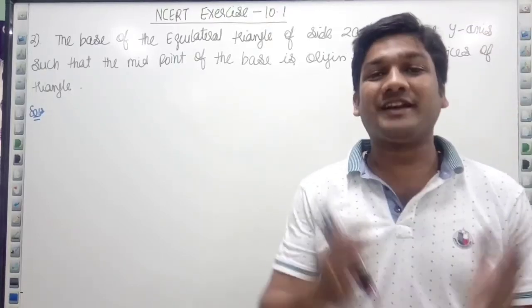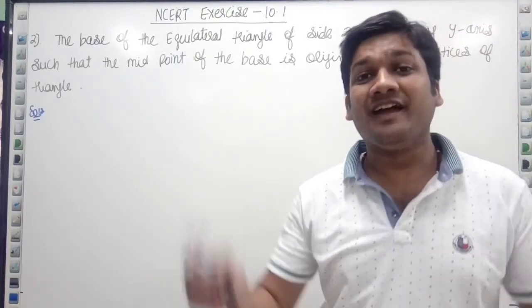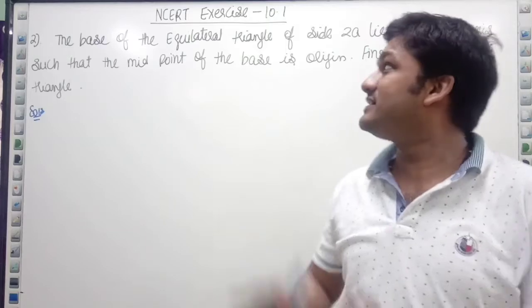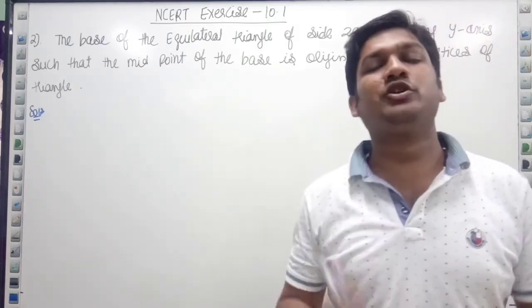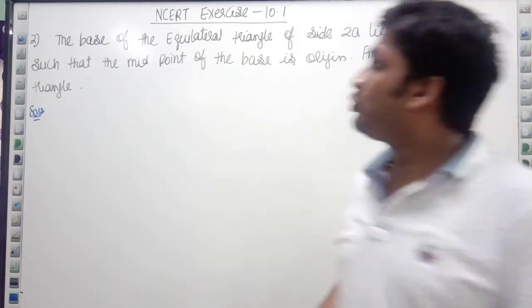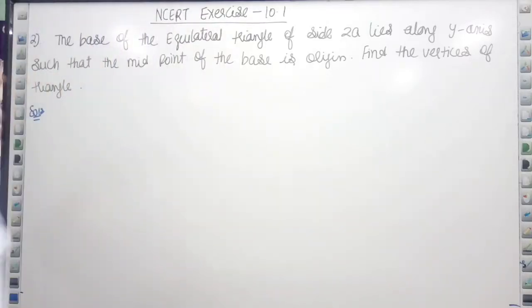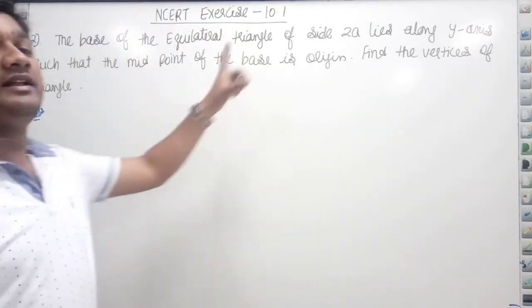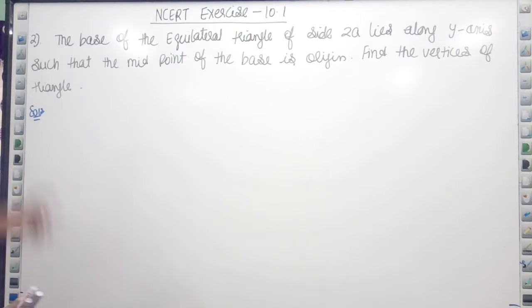Hello students, welcome to my channel, and in this video we are going to discuss exercise 10.1. Majority of the questions I have taken here. Question number two: the base of the equilateral triangle of side 2a lies along the y-axis such that the midpoint of the base is at the origin. Find the vertices of the triangle.